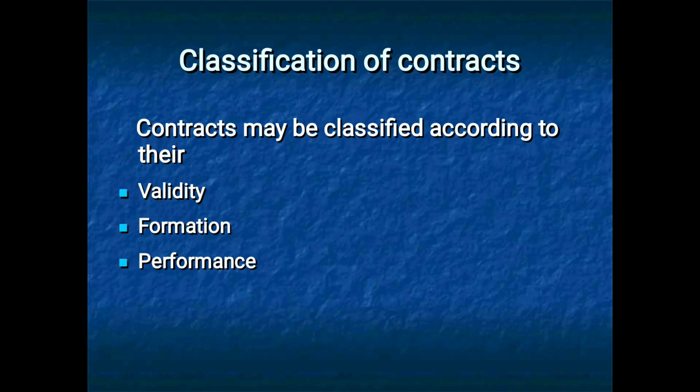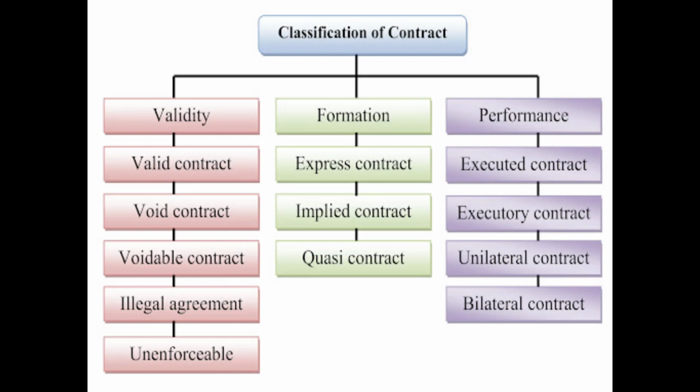Yes, next we move on to our main head, classification of contracts. The contracts are broadly classified into three categories. The bases of classification of contracts are validity, formation, and performance. First, on the basis of validity, it is further subdivided into valid contract, voidable contract, illegal agreement, and unenforceable contract. Second, on the basis of formation, it is subdivided into express contract, implied contract, and quasi contract. And the last category, on the basis of performance, it is subdivided into executed contract, executory contract, unilateral contract, and bilateral contract.